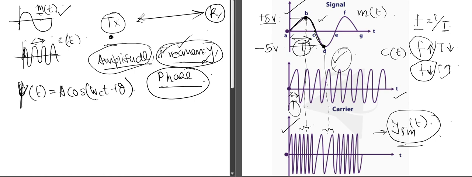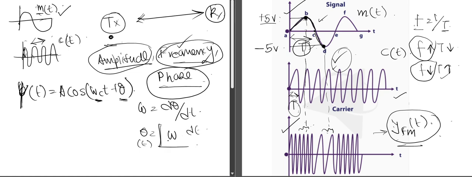This omega c is the instantaneous frequency, right? And this theta is the slope angle. Now we know the formula omega is equal to d theta by dt, or we can say theta is equal to integration of omega, or we can say theta of t is equal to integration of omega dt.